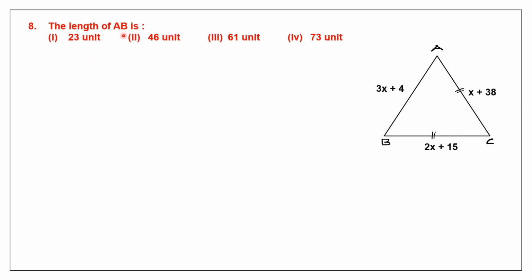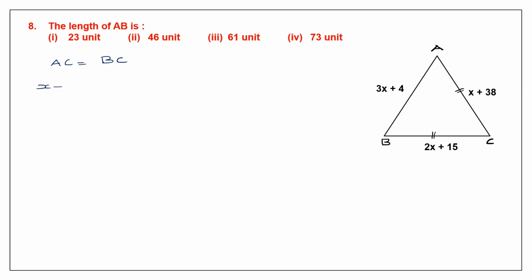Question 8. The length of AB. From the triangle ABC, we have to find the length of AB, that is this length 3x plus 4. That means we need to first find the value of x. Here we have x plus 38 and 2x plus 15, the other two sides. We can see that these two sides are equal, that means side AC is equal to side BC. That means how much is AC?